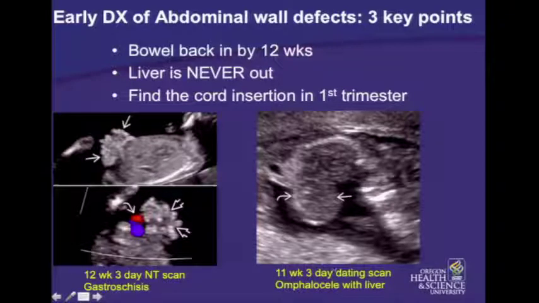Here is a case of an abdominal wall defect at 11 weeks, 3 days. But we notice that there is this bulge at the base of the cord, and it contains liver. This is hypoechoic, and actually with color Doppler, not shown here, we saw hepatic veins in this structure. So the liver should never be out. So this is a case of omphalocele with liver. You can actually see a little bit of the echogenic bowel also involved in the omphalocele.